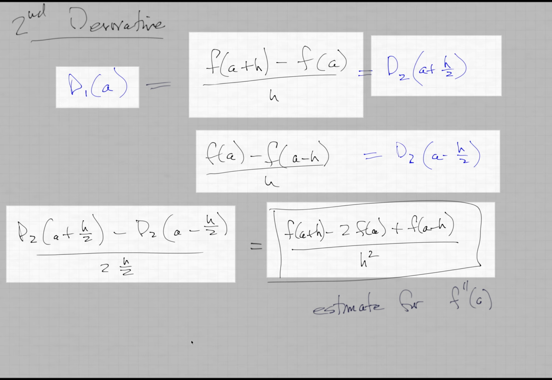You take the value of f at a plus h, and also the value of f at a minus h, and you subtract off twice the value of the function at a and divide by h squared. And that gives a good estimate for f double prime. Well, we expect it to be a good estimate. Why don't we do the calculation, find out exactly how good an estimate it's going to be?